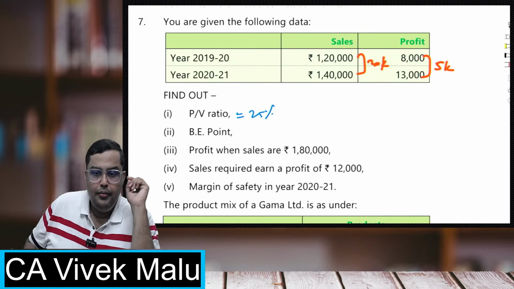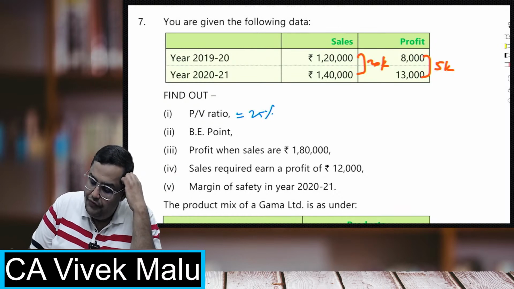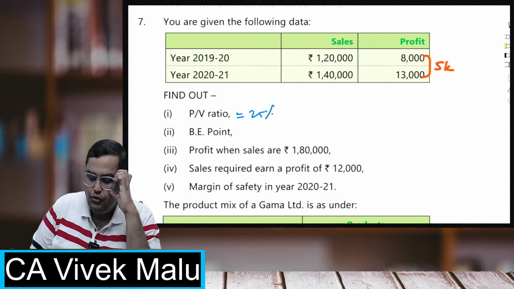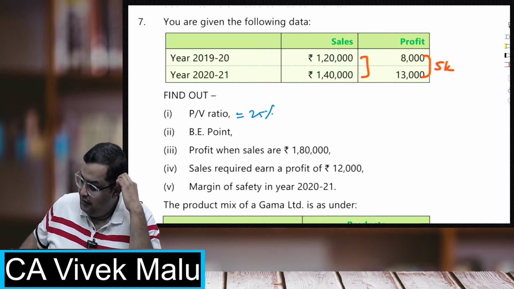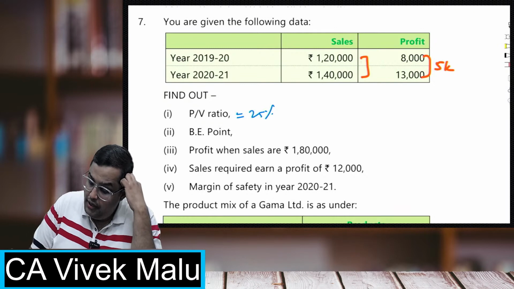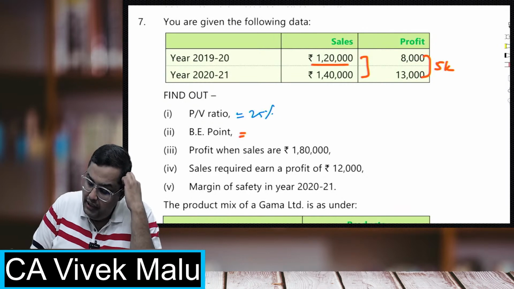What is break even point? Understand this. Obviously this is not in quantities because all the calculations are over here in rupees only. Students, when the profit was 8,000, I've already calculated my PV ratio, that is 25%, 5k upon 20k into 100. Now I want the break even point. When the sales was 1,20,000, what was the contribution?